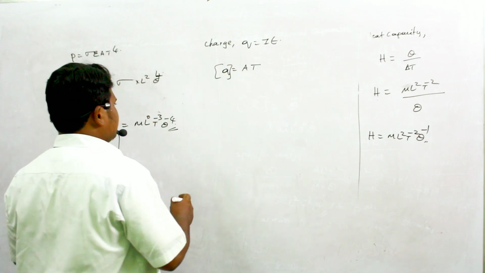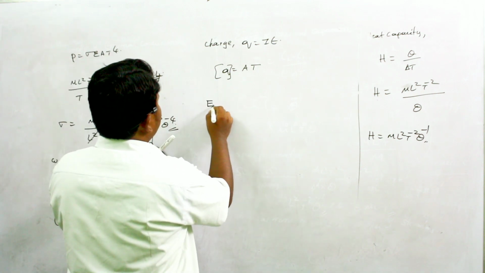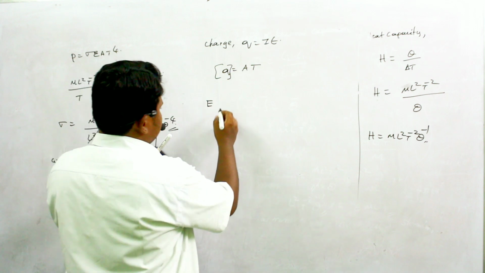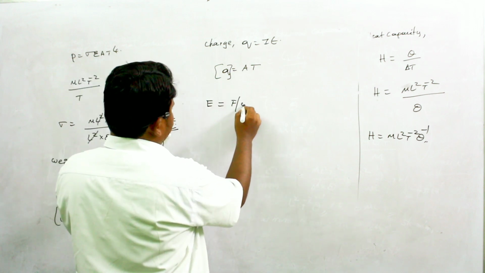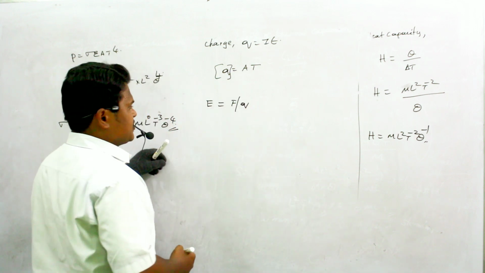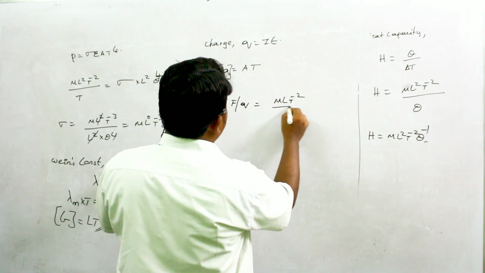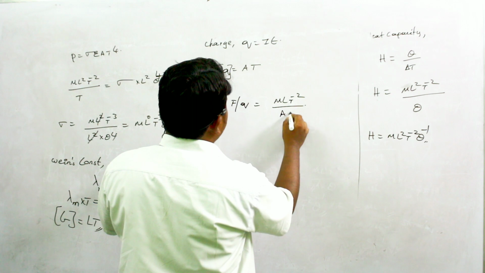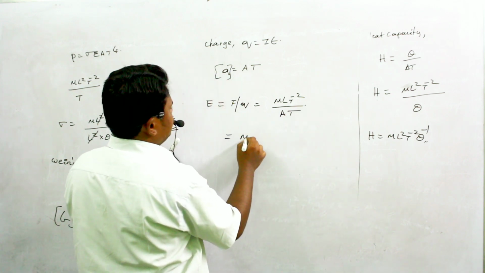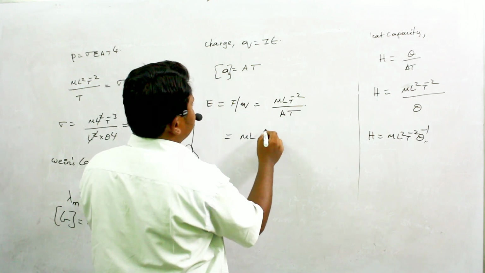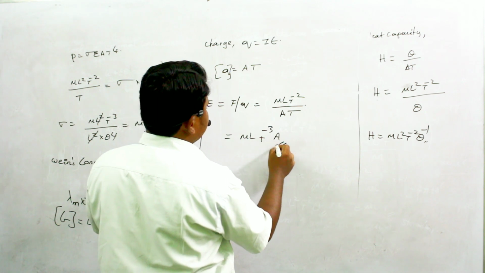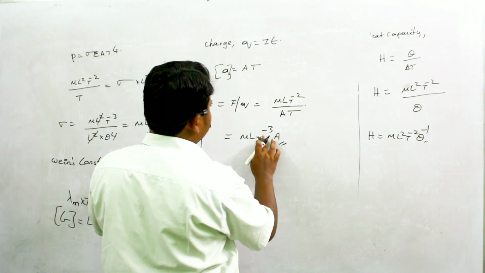Similarly, we can see the dimension of electric field intensity, which is defined as E is equal to force experienced per unit charge. So force dimension is MLT^-2 divided by charge, which can be written as A into T. Therefore, MLT^-3 A^-1 should be the dimension of electric field.